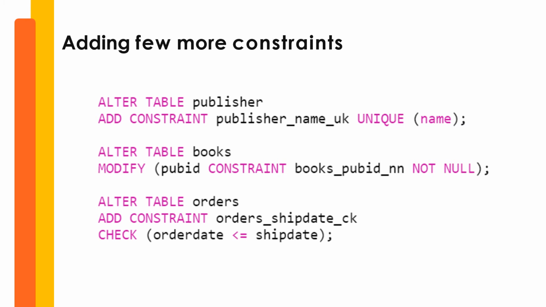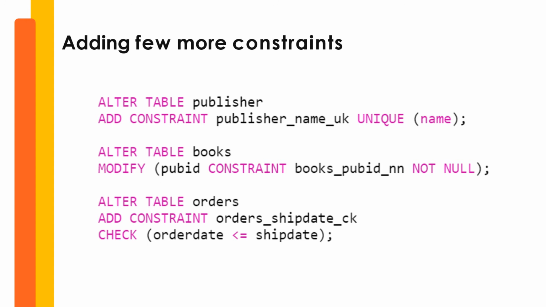For the books table, we're adding a constraint with the pub ID. The constraint is not null, meaning we're not allowing records to be inserted into books without specifying the publication ID.